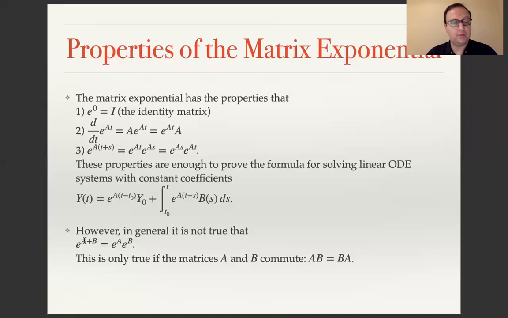So if you have two matrices of the same size, A and B, two square matrices, then e to the A plus B may or may not be equal to e to the A times e to the B. And e to the A times e to the B in general is not equal to e to the B times e to the A. So in general, this is only true if the matrices A and B commute. So AB is equal to BA.